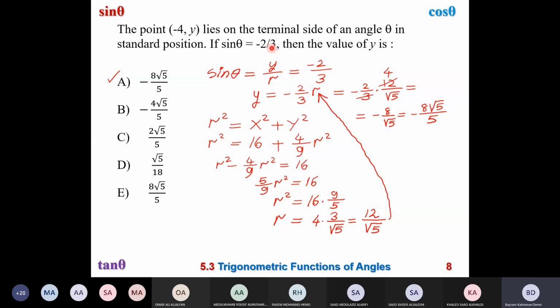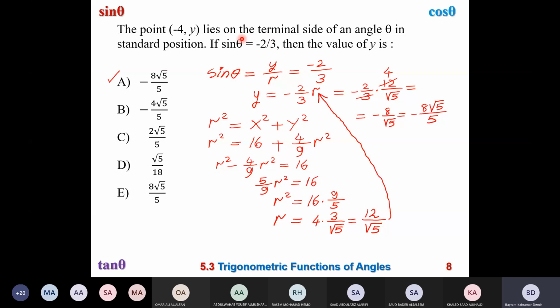So sine of theta means y divided by r. We know that. We are supposed to remember that. So that means it is equal to negative 2 over 3. So y over r equals negative 2 over 3. So can I solve for y, Shabab? Yeah, y is equal to negative 2 over 3 times r. Correct?